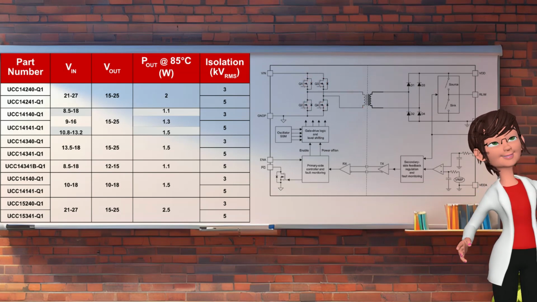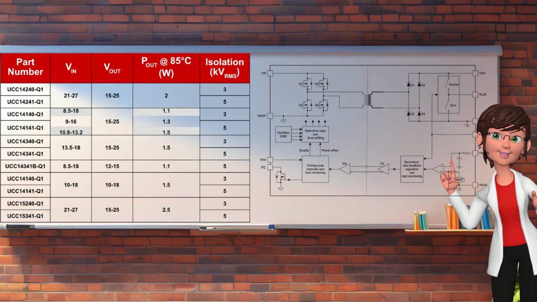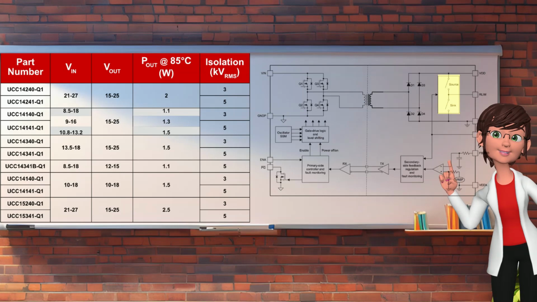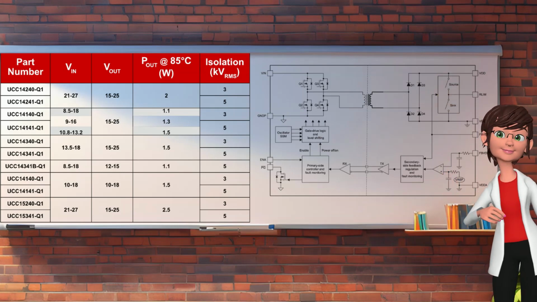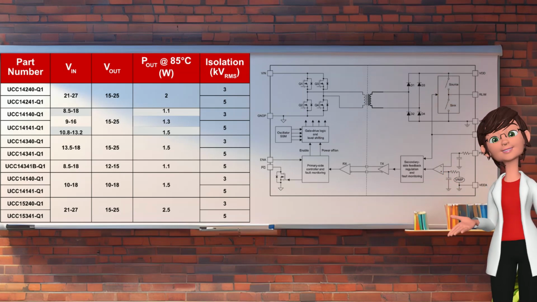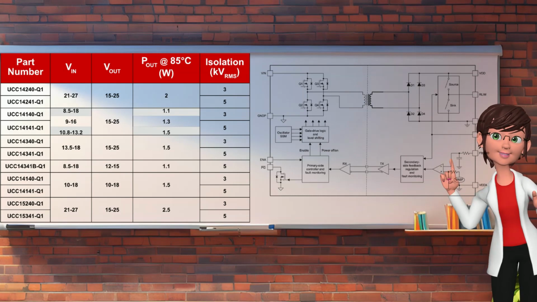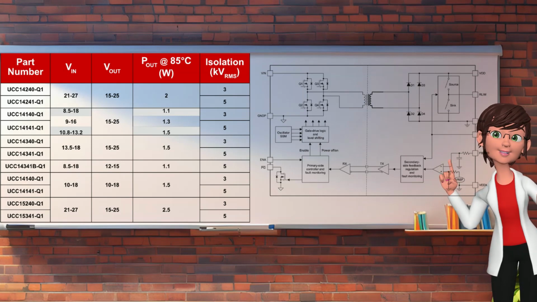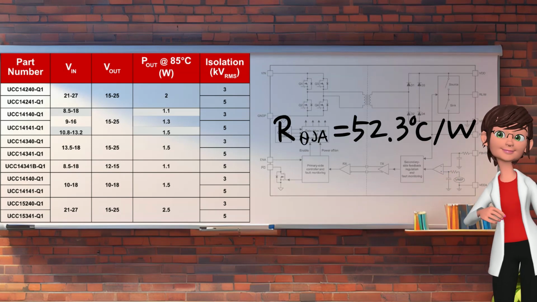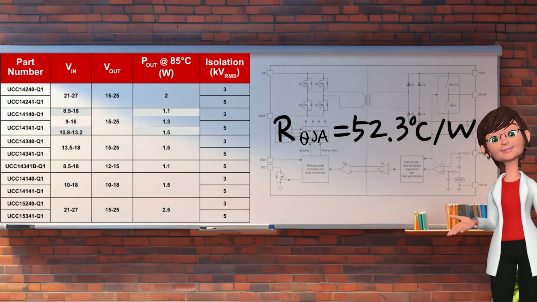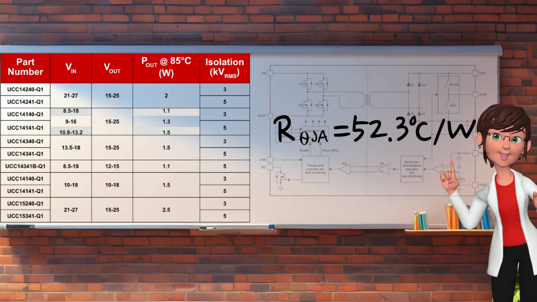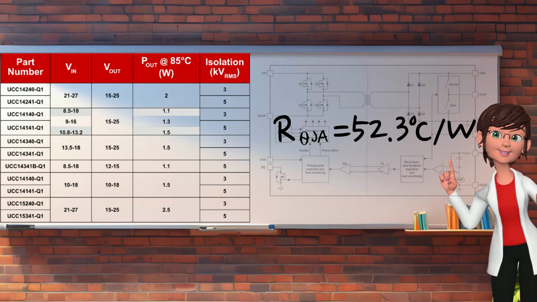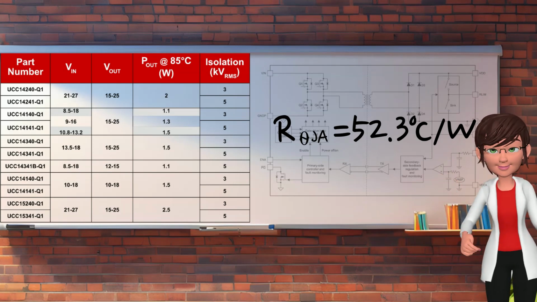Of course, there are also core losses in the rectification diodes and the source and sink of the output linear regulator. How these I squared R losses limit the power is a function of the ambient temperature and the ability for the IC package to get rid of the heat. The thermal resistance, or R theta JA, is 52.3 degrees C per watt. This means every watt of power dissipated by the IC will cause a temperature rise of 52.3 C above ambient.